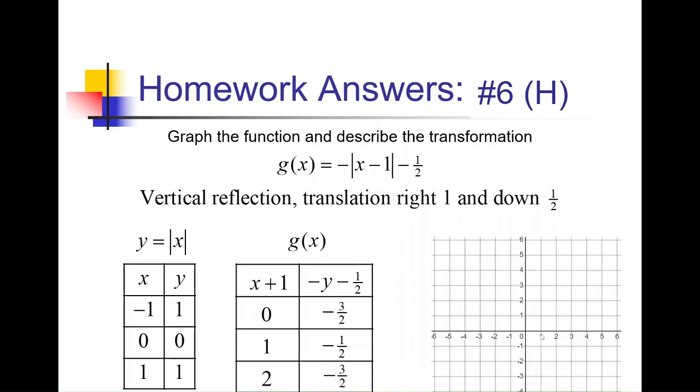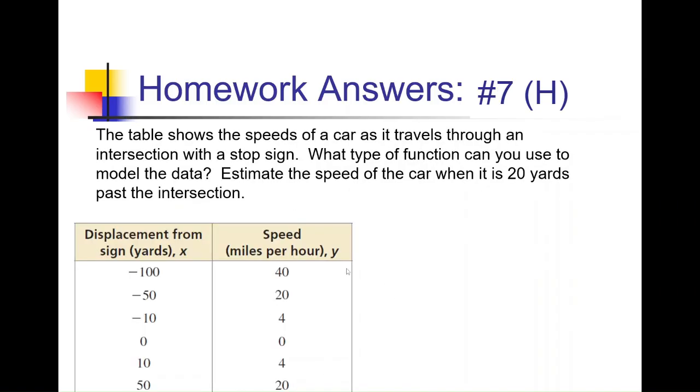Putting this on a graph, we've got, let's see here, 0, negative 3 halves. That's right here between negative 1 and negative 2. Next we have 1 comma negative 1 half. And finally we've got 2 comma negative 3 halves again. And then there's our V. So in terms of what happened, we reflected it vertically, definitely happened. And we also shifted things right 1 and down 1 half. So everything checks out.